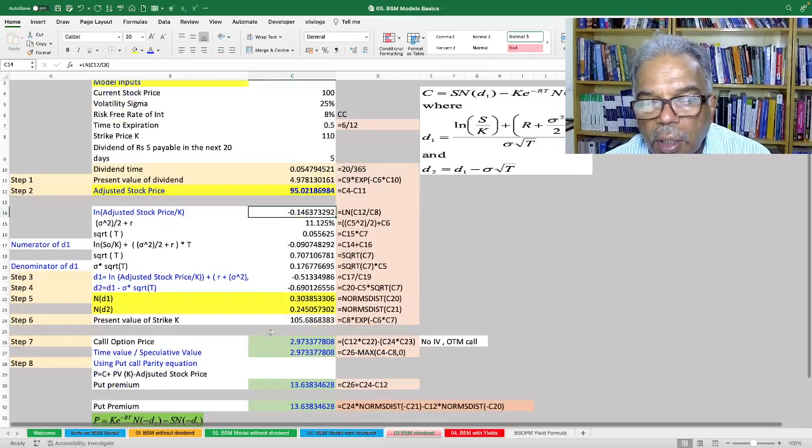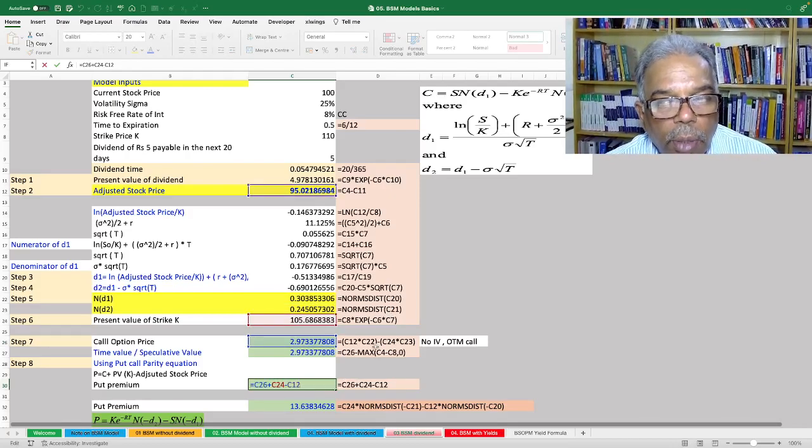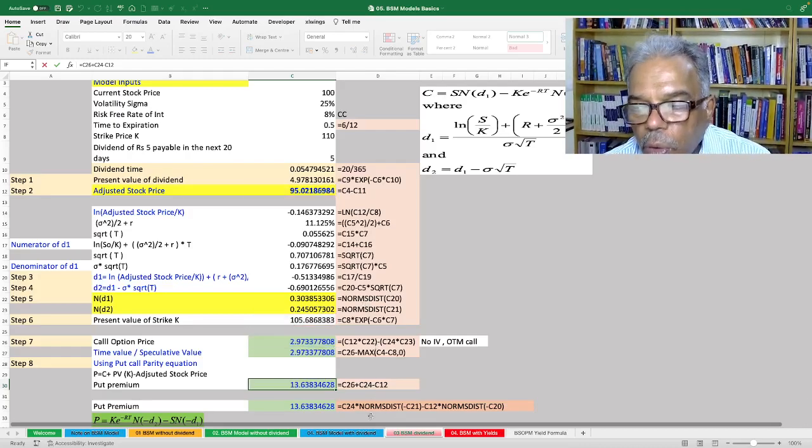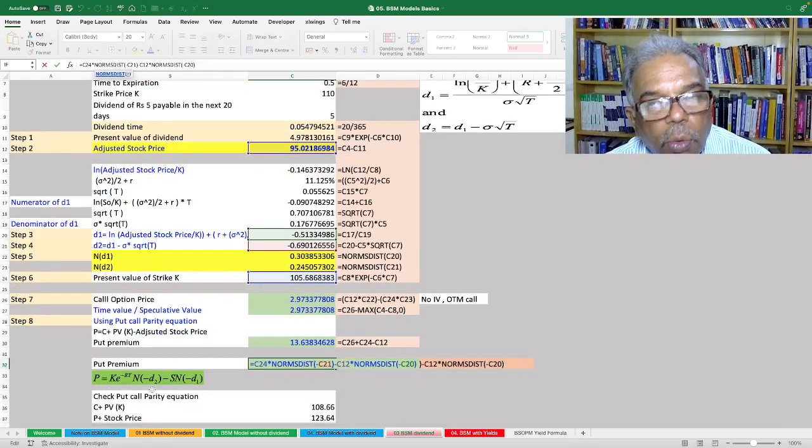The second is when we calculate the call option price. Instead of calculating S into N of d1, we will use adjusted stock price into N of d1. And the third time we use the adjusted stock price is when you calculate the put option premium, that is call plus present value of K minus the adjusted stock price. We can also use the formula present value of K into N of minus d2 minus adjusted stock price into N of minus d1.